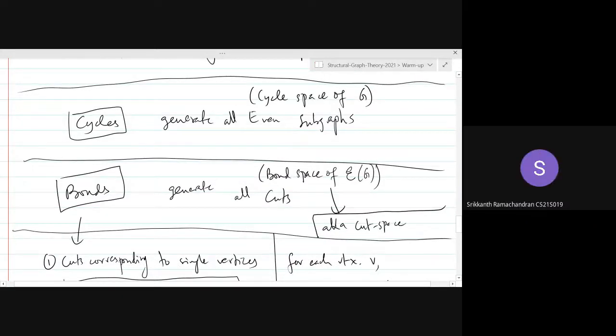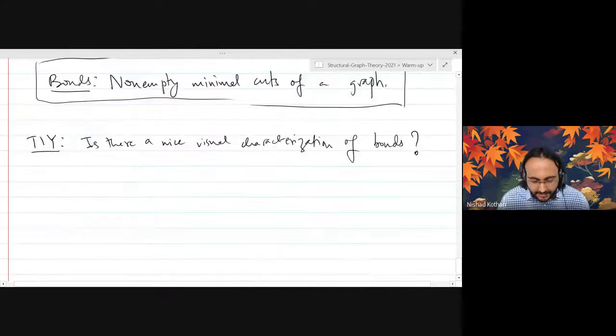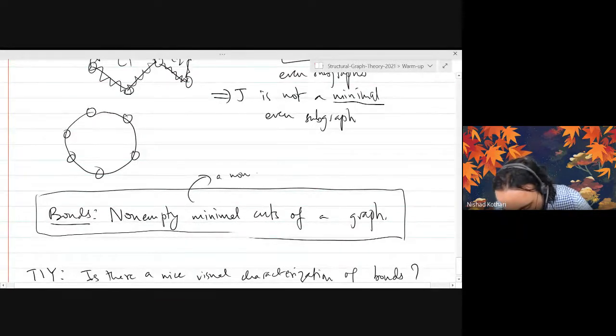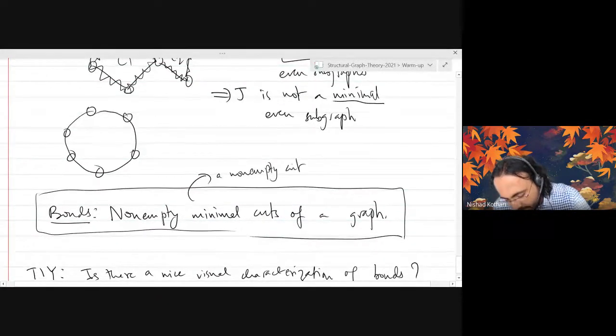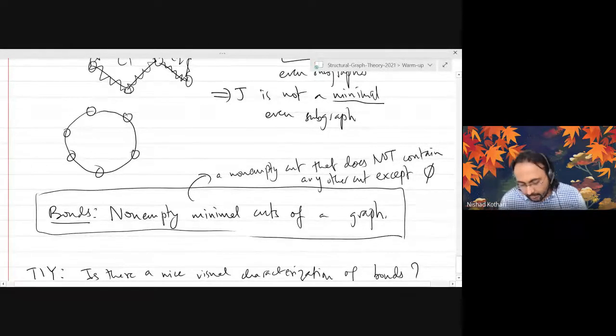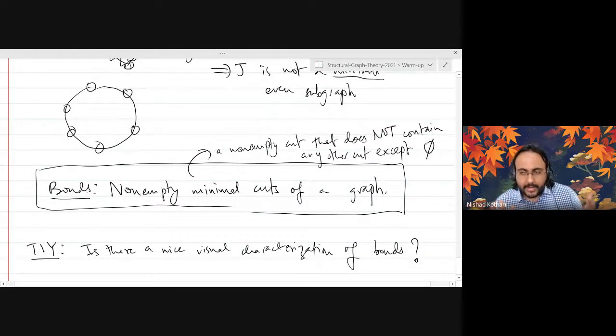Can you please explain what the bond is again? Right. A formal definition of a bond is this one. It's a minimal cut. So it's a non-empty cut of the graph that does not contain any other cut except for the empty set. Of course, it will contain the empty set. Every set contains the empty set. But apart from the empty set, it will not contain any other cut of the graph.